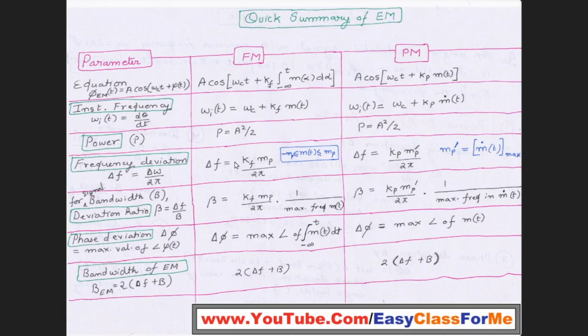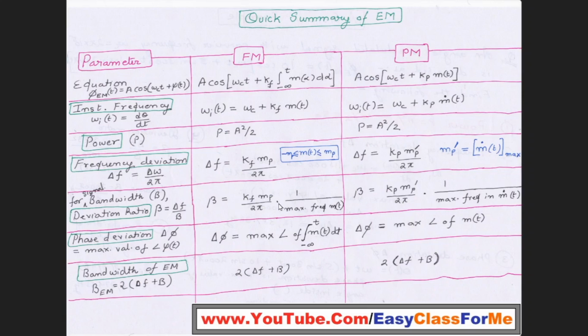Then we come to the case where the signal bandwidth is B. What do we mean by deviation ratio? There are two types of bandwidths, first of all. One is the bandwidth of the modulating signal or the message signal, and the second is the bandwidth of the final angle modulated signal. By this B, we mean the bandwidth of the message signal or the modulating signal. If that has a bandwidth of B, then the frequency deviation ratio is defined as beta equal to delta F over B.